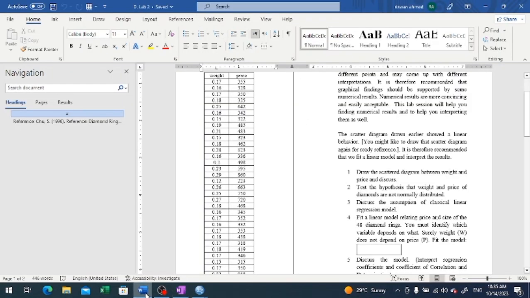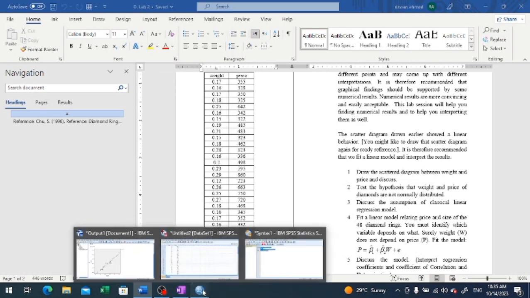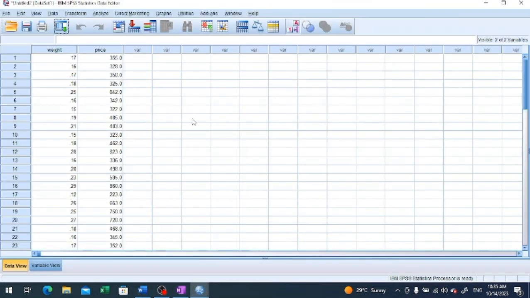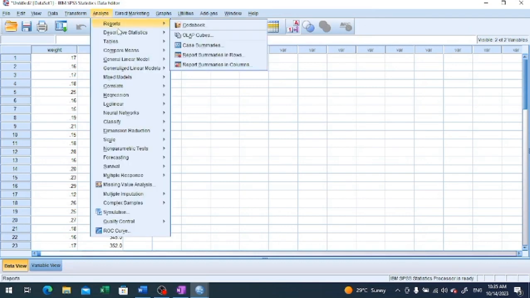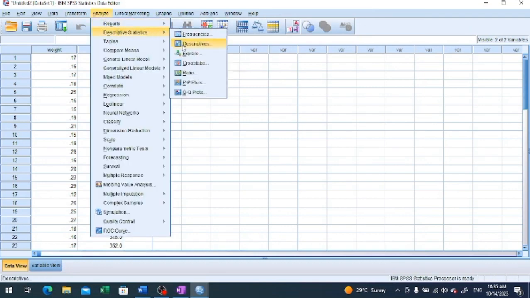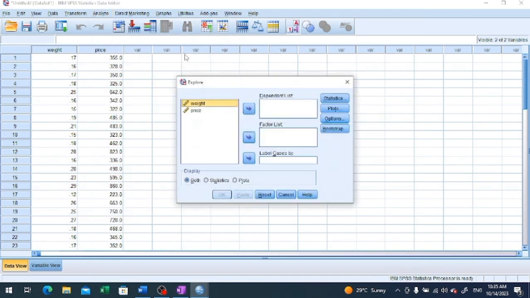Now moving to the next part, it is asking us to test the hypothesis that the weight and price of diamonds are not normally distributed. So what we need to do is perform hypothesis testing for normality. And what should we do? We go to Analyze, Descriptive Statistics, and we can go for Explore. Explore we have already used in our earlier sessions as an option.